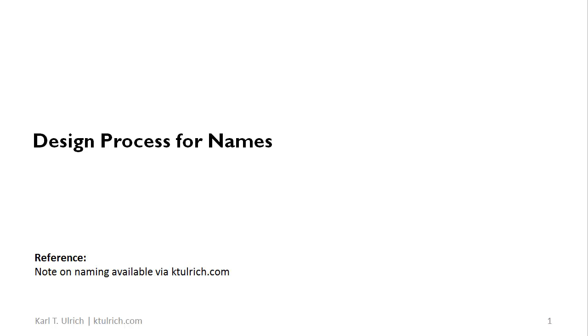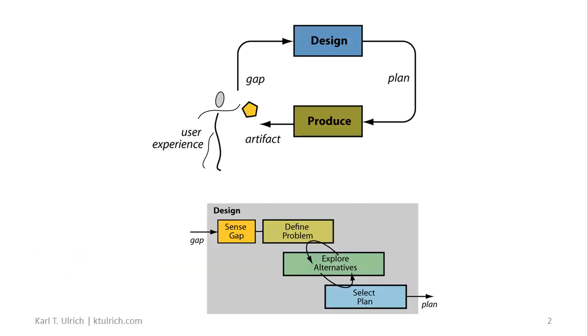This module is going to explain a design process for creating brand names. This is a somewhat abbreviated version of a note that's available off of my website, ktulrich.com. It won't come as any surprise to you that I'm going to argue for using our standard design process for the creation of an artifact, which is a brand name. And so we're going to proceed by defining a problem, exploring alternatives, and selecting a plan.